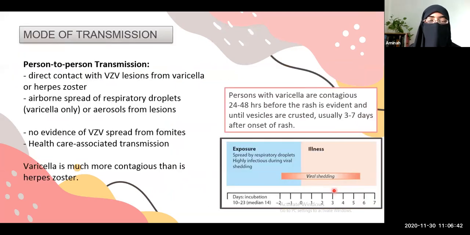Right, so since humans are the only host, the transmission is person to person. It occurs because of contact with the fluid from the skin lesions, either through direct contact or airborne spread. In the case of varicella, it can also be transmitted through oropharyngeal secretions, like when the patient coughs or sneezes, but not for herpes zoster, okay? This is about the period of infectivity, just like in mumps just now: 1 to 2 days before the rash and 3 to 7 days after the onset of rash.